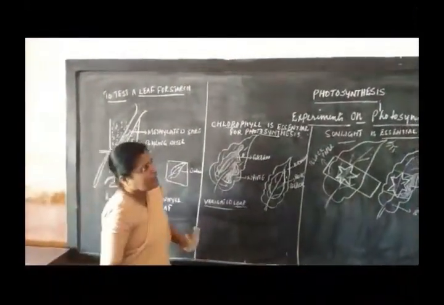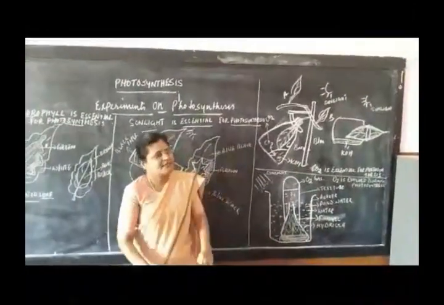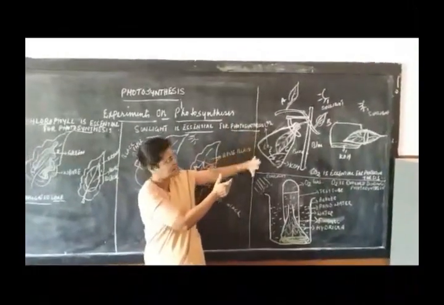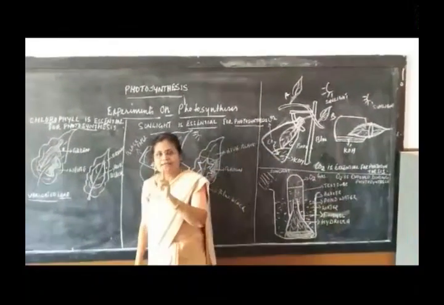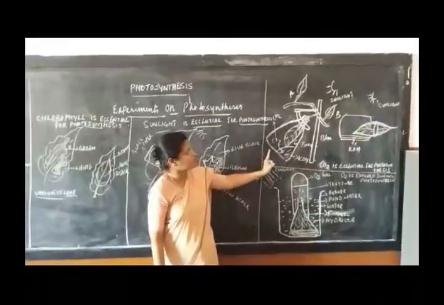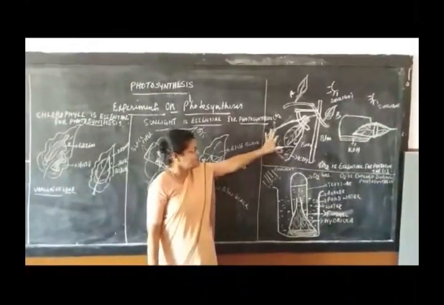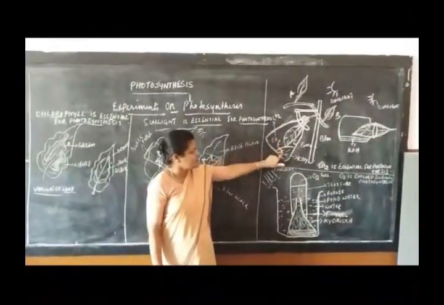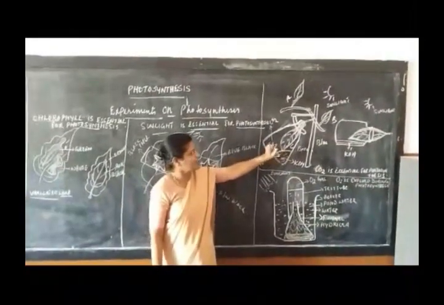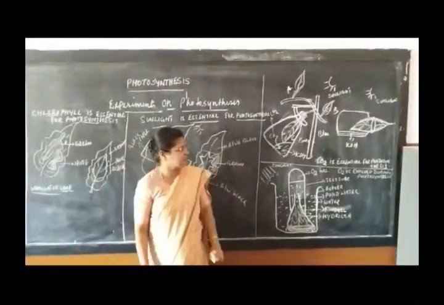Remember children, leaf A and leaf B will test positive. They will turn blue-black because they got all the raw materials needed for photosynthesis. But leaf C will remain brown because though it had the other raw materials, it did not get carbon dioxide, as whatever carbon dioxide was present inside the flask is absorbed by KOH. There was no carbon dioxide available for leaf C, and so it tests negative for the starch test, meaning it remains brown.